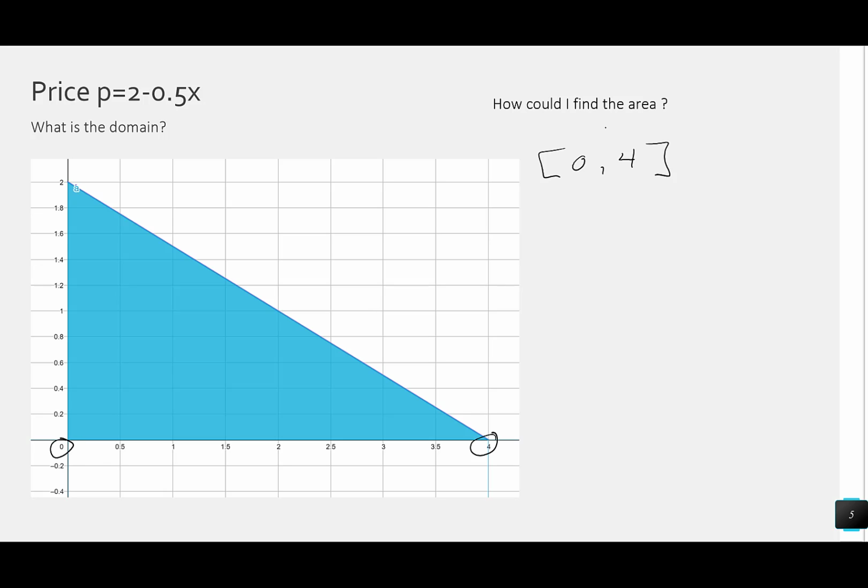And then my next question says, what's the area? Well, I want you to look at this and think about geometry. This is a triangle. So the area of a triangle is 1/2 the base times the height. So my base is our domain, which was 4. And the height, it's kind of looking at our range, was 2. So 1/2 4 times 2 just gives me an area equal to 4.